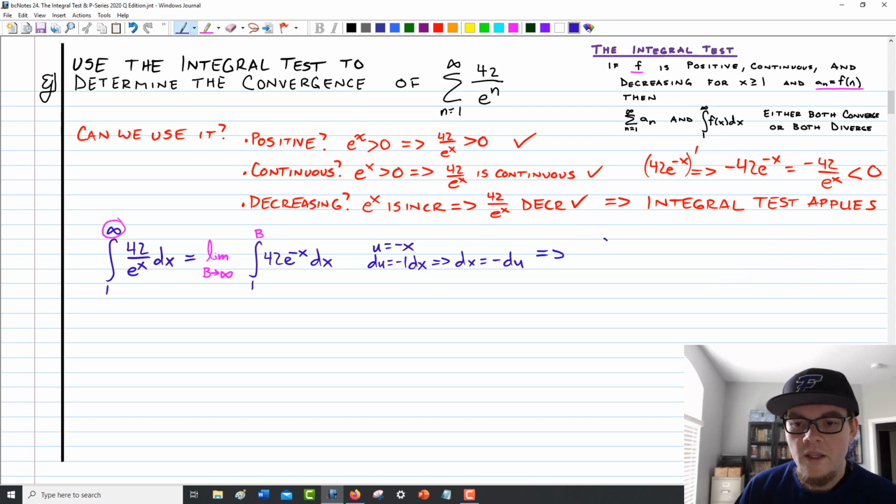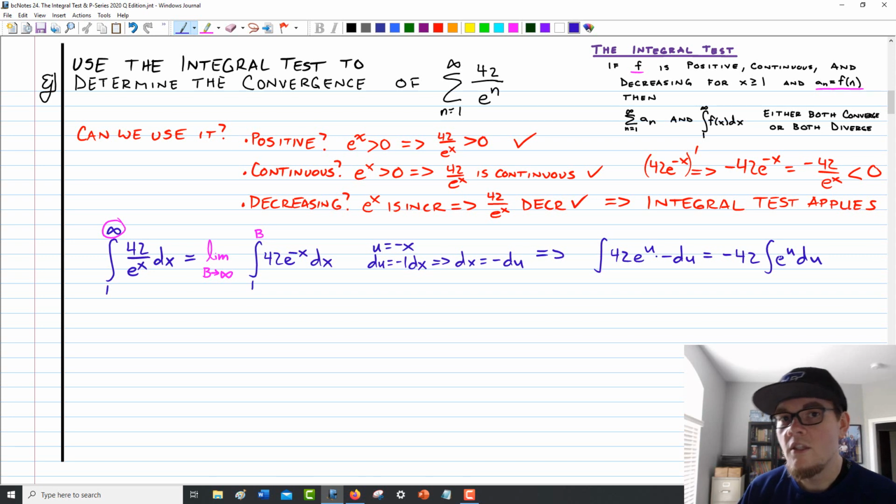So what does that mean? We need to anti-differentiate 42e to the u times negative du. That's the same thing as negative 42 integral of e to the u du. Do you see what that integral is equal to?